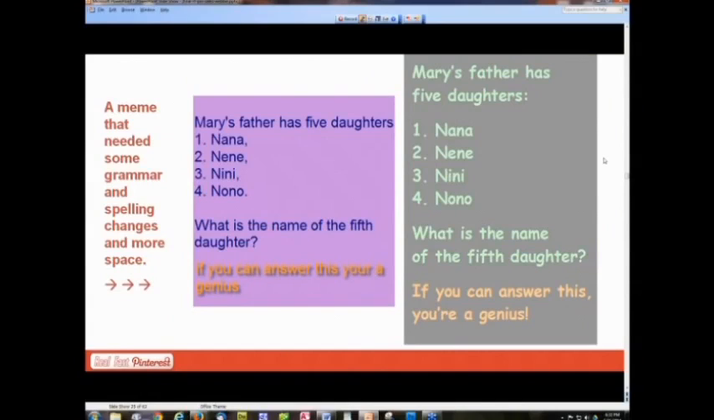But the problem with this graphic is that if you can answer this, you're a genius. They misspelled your. And I said, okay, I'll change it. So I quickly typed it into Microsoft Word, and this image on the right, that is a screen capture from Microsoft Word.